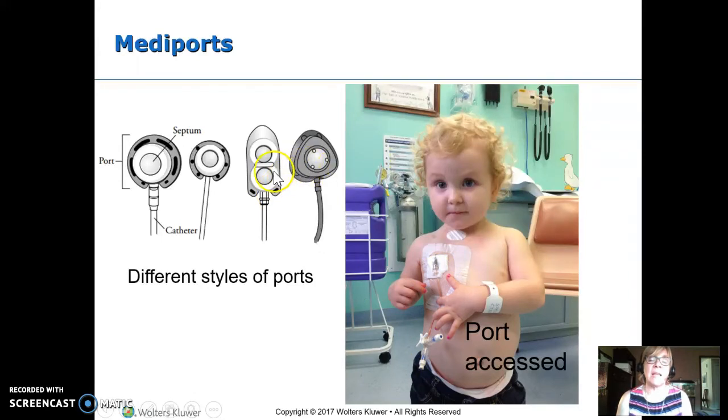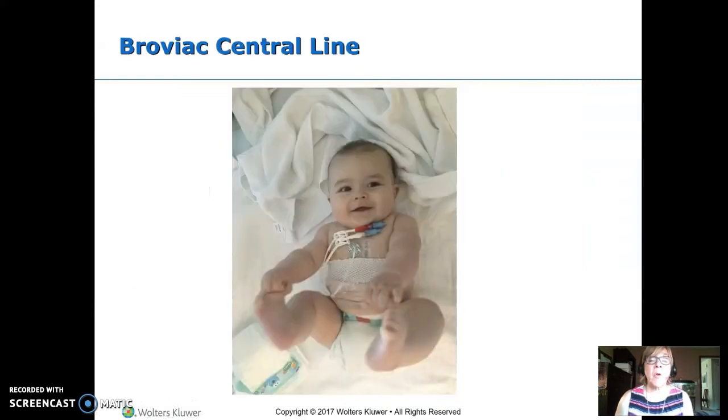But underneath the skin, you've got a port. This one actually has two ports here that you could put two different needles in to give two different incompatible things. These are all just different types of ports. Broviac catheters we use a lot at Valley Children's. The difference with a Broviac catheter is there's always something hanging out. So what you see on the baby's chest is always there. We're going to teach the parent how to change the dressing, how to clean it, but it's always there.